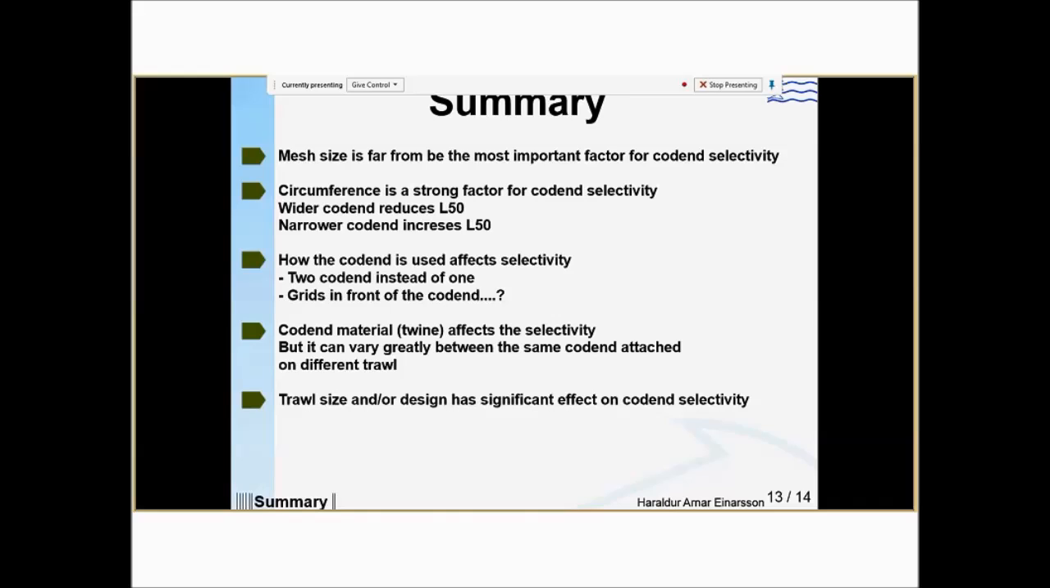And we know, for instance, when we are using a grid in front of the codend, I don't have the results from that, but I think the selectivity will go down there. Codend material or twine affects the selectivity. That is nothing new, but it can vary greatly between the same codend attached on different trawls. Trawl size and/or design has a significant effect on codend selectivity.